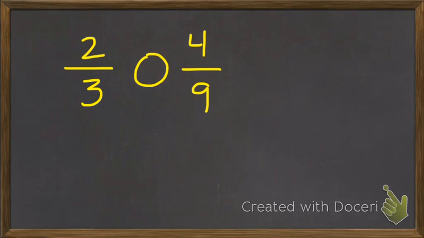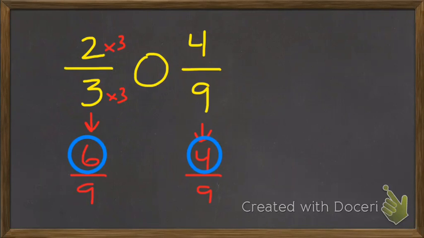So let's look at 2/3 and 4/9. I always tell them to look at the denominators and ask, can you make the 3 into a 9? And the answer is yes. All we have to do is multiply 3 times 3 and we get 6/9, and 4/9 stays the same. So we can see that the 6 is bigger than the 4. So 2/3 is greater than 4/9.